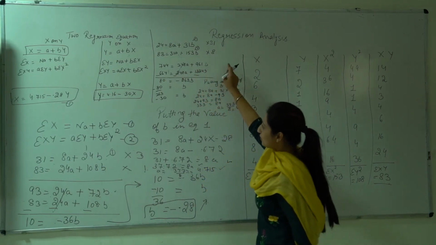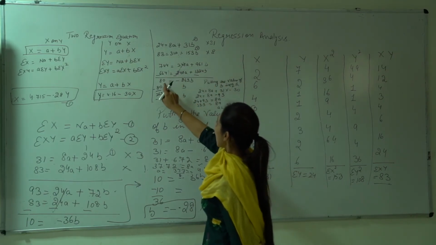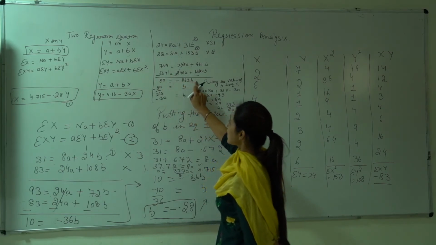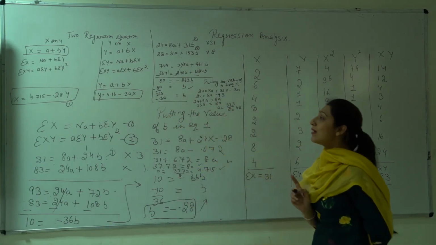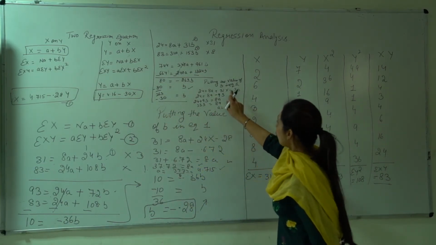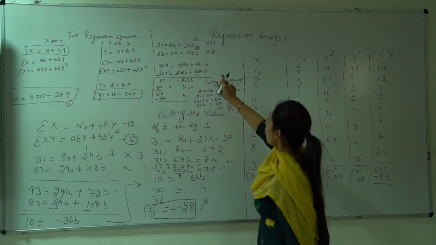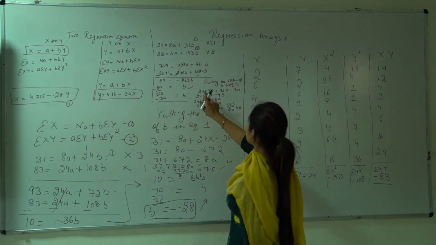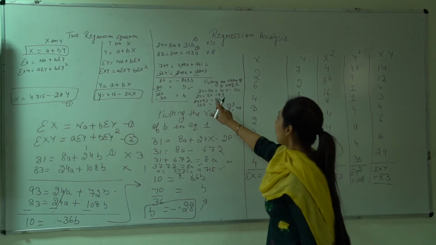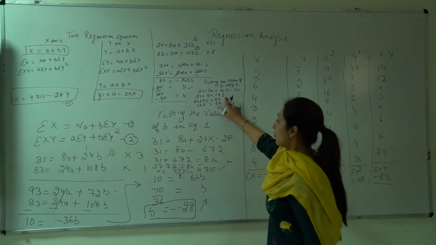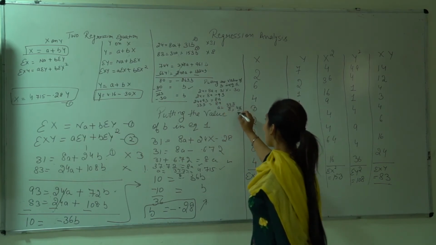Again, applying the same method to solve it, I have to change the sign. When I change the sign and solve it, I get 80 is equal to minus 263b. Similarly, I got the value of b, that is minus 0.30. Now, I will be putting the value of b in equation 1. So, I get 24 is equal to 8a plus 31 into minus 0.30. So, 24 is equal to 8a minus 9.3. So, 24 plus 9.3 will be equal to 8a. So, the value of a will be 4.16.